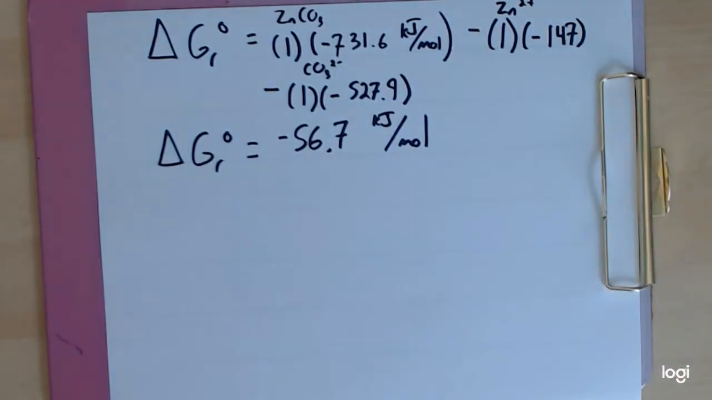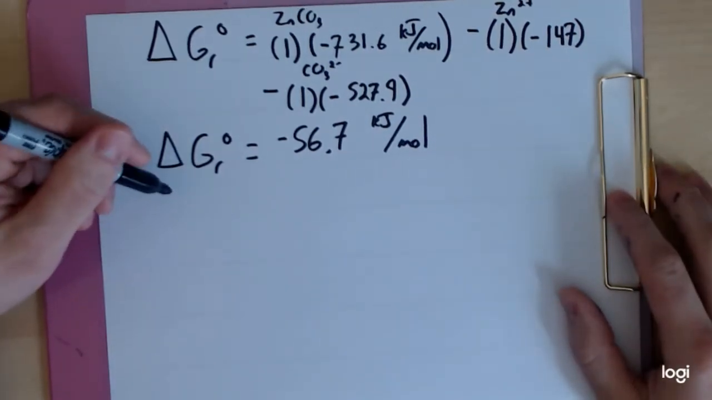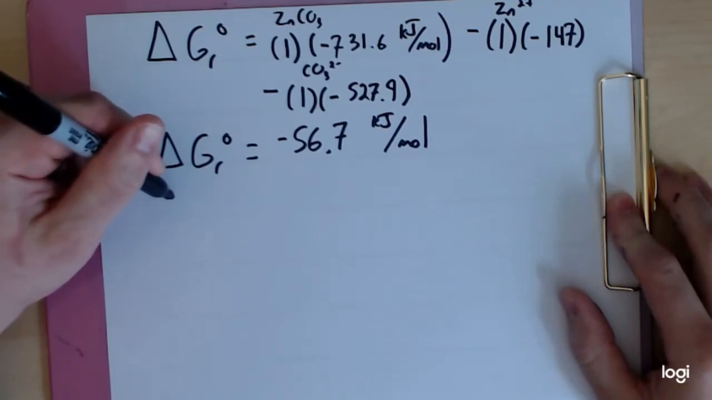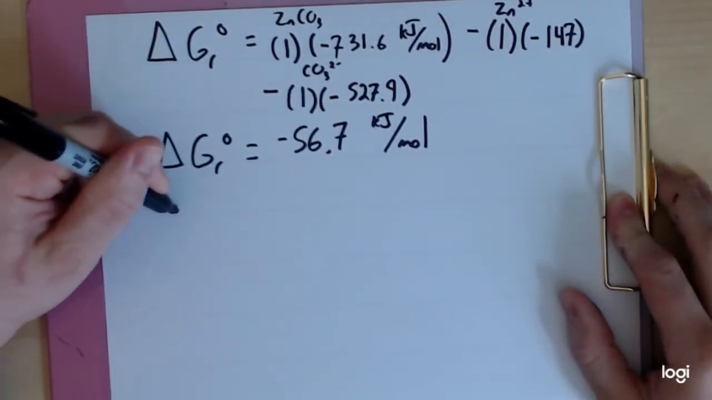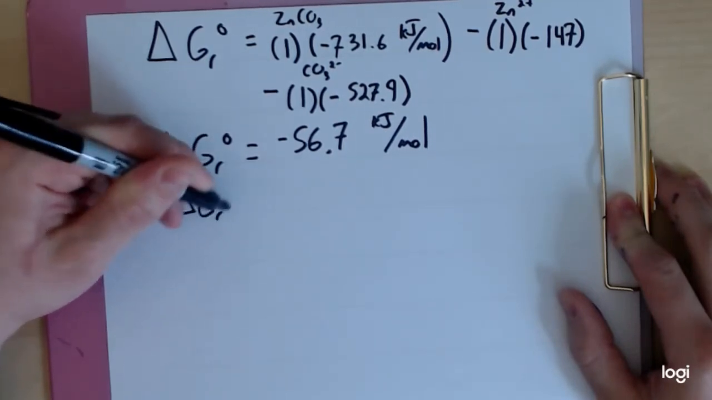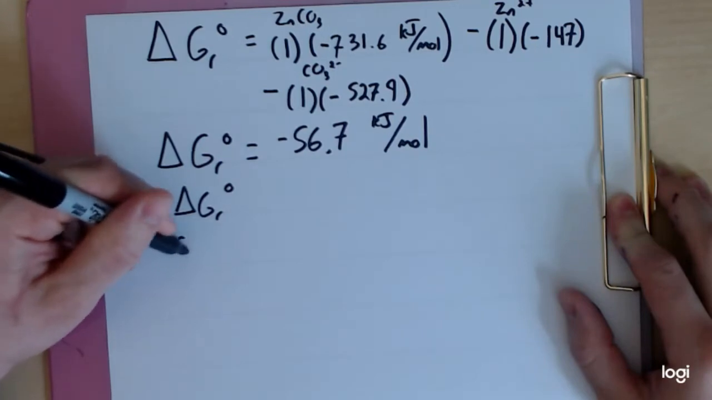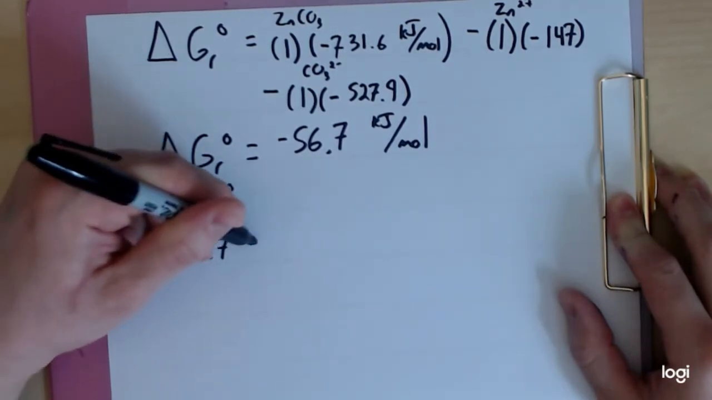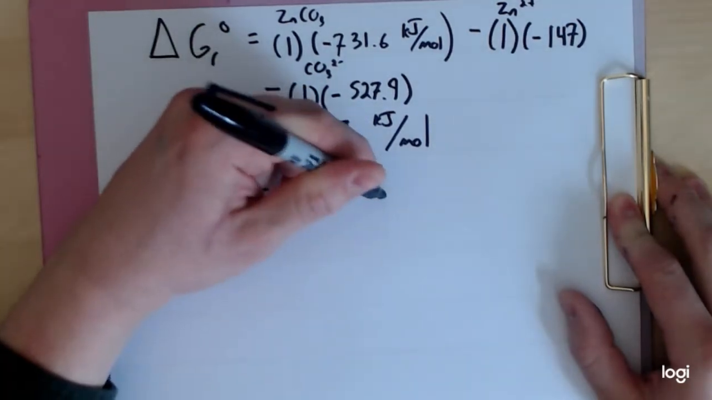Okay, now that we have this standard free energy of reaction, let's find out what our equilibrium constant, K, is. Again, we'll plug this into the formula: the negative standard Gibbs free energy of reaction, which is 56.7, equals RT ln K.